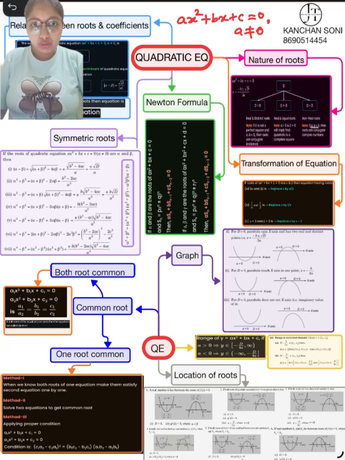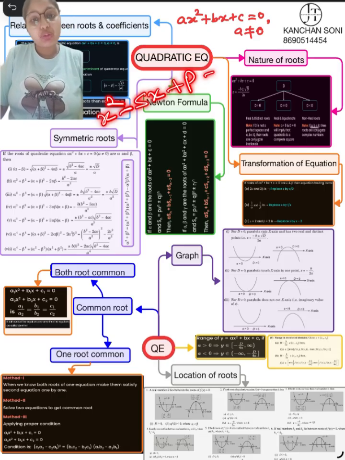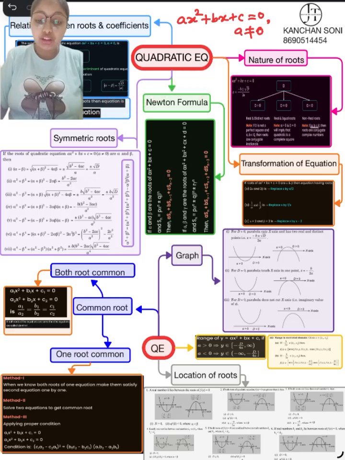Okay, x values we can also find by the quadratic formula, which is x equal to minus b plus minus root b square minus 4ac by 2a. And if we know the sum and product of the roots, then we can write down the equation also, which is x square minus (sum of the roots) into x plus product of the roots equal to 0. And we also know that the root satisfies its equation.